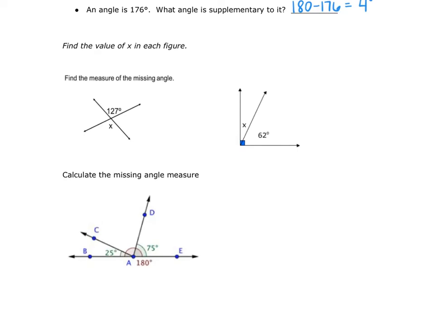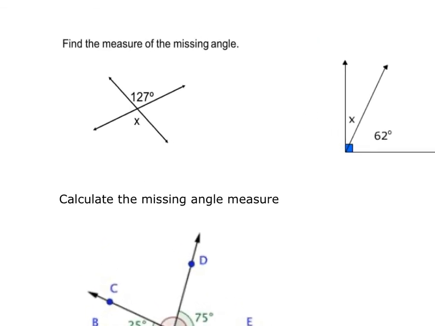Okay, so here it wants us to go over finding the measure of the missing angle, and the way that we actually do that is we learned about something called vertical angles. And when we have two lines that intersect, the angles that are directly across from each other are actually the same degrees. So for this one here, if this side is at 127 degrees, that means that this side is also 127 degrees. So x is equal to 127 degrees.